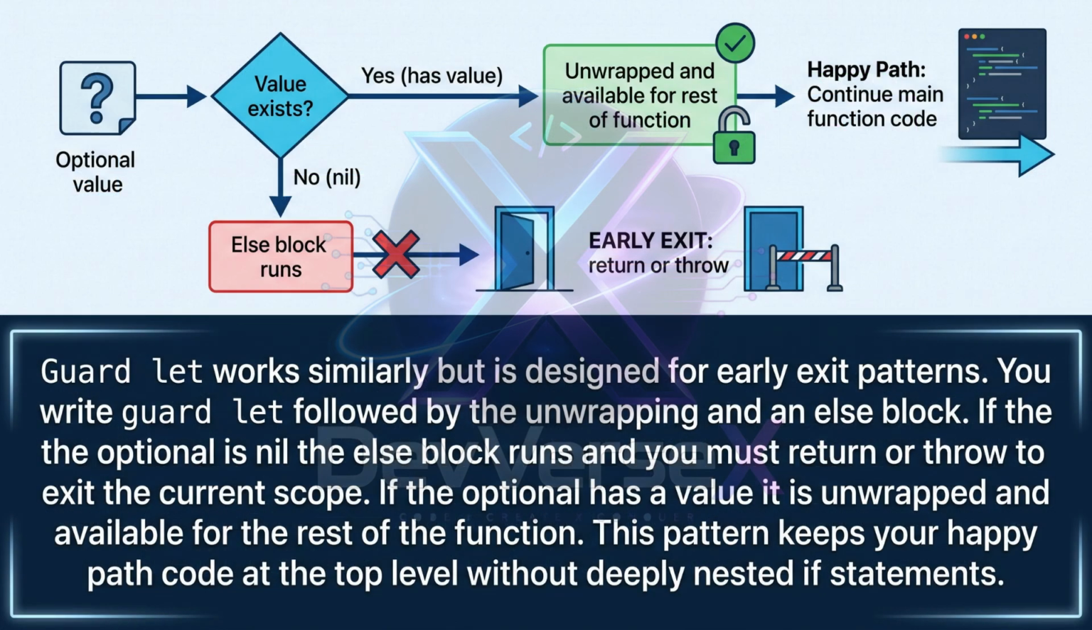Guard-let works similarly, but is designed for early exit patterns. You write guard-let followed by the unwrapping and an else block. If the optional is nil, the else block runs and you must return or throw to exit the current scope. If the optional has a value, it is unwrapped and available for the rest of the function. This pattern keeps your happy path code at the top level without deeply nested if statements.